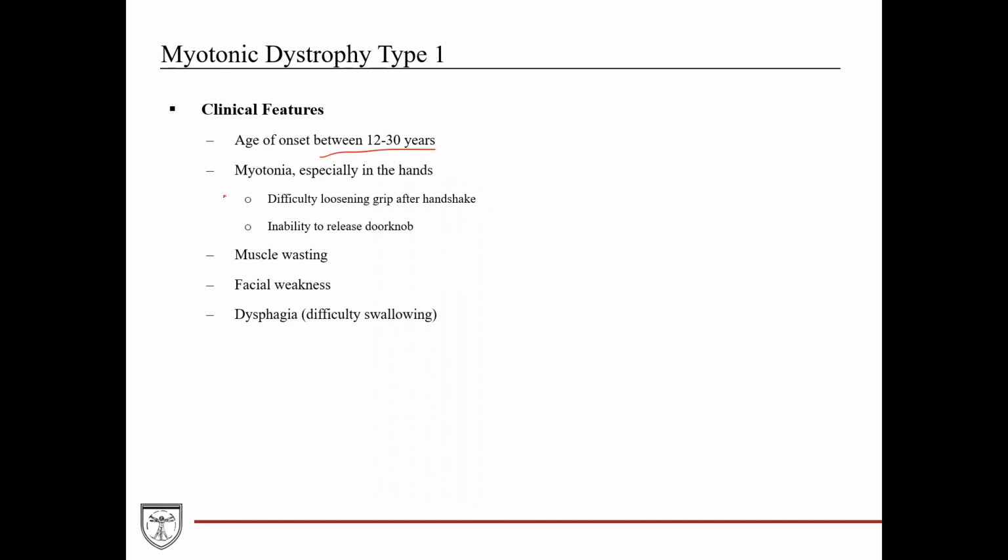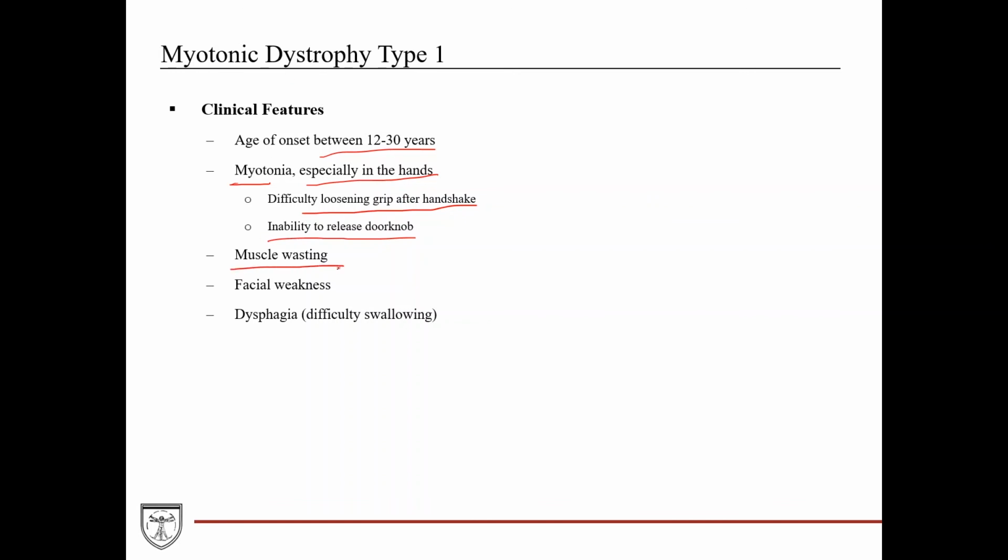And a very characteristic feature of this disorder is myotonia, especially in the hands. And the way that manifests typically is difficulty in loosening a grip after a handshake or inability to release a doorknob. So what happens is they go in for a handshake or they grab a doorknob, they contract their hand muscles, and they're not able to relax those muscles. And so that's what these patients will complain of. You can very often see these described in question stems, so you definitely want to pay attention to that and can really tip you off to this disease.